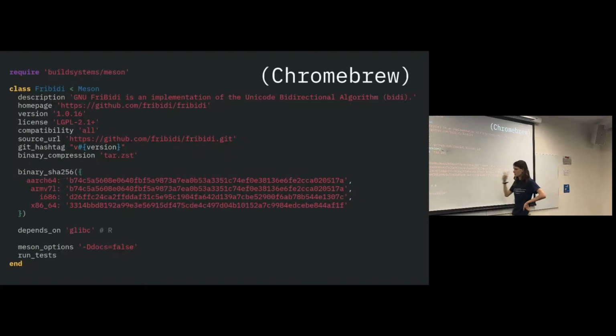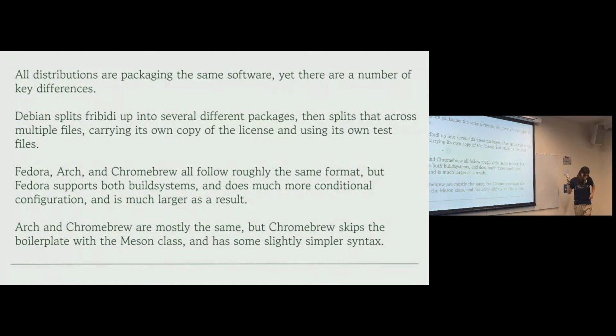Then we have our Meson options here. We disable documentation, and then we run tests. Just one line, run tests. You will also notice, where is the Meson build? Where is the Meson configure? Where is the Meson install? Up there. Ruby, object-oriented. This is a Meson subclass of the package class, and that wraps all the boilerplate for us. So we're down to like 20 lines here. So all the distributions are packaging the same package, same file, but there are a number of key differences.